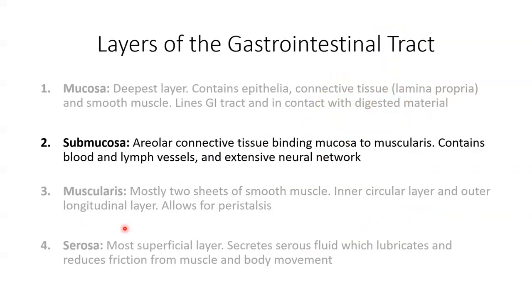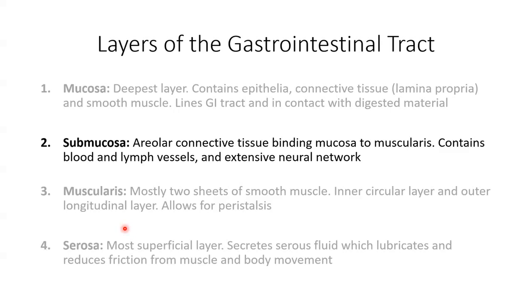Moving superficially, so we've gone from the very deepest or innermost layer, we're now moving slightly outward. This layer that sits on top of the mucosa is called the submucosa. And this submucosa consists of areolar connective tissue that binds the mucosa to the muscularis layer, which is the next layer up. And like the connective tissue in the mucosa, it contains lots and lots of blood and lymph vessels that receive that absorbed food molecules.